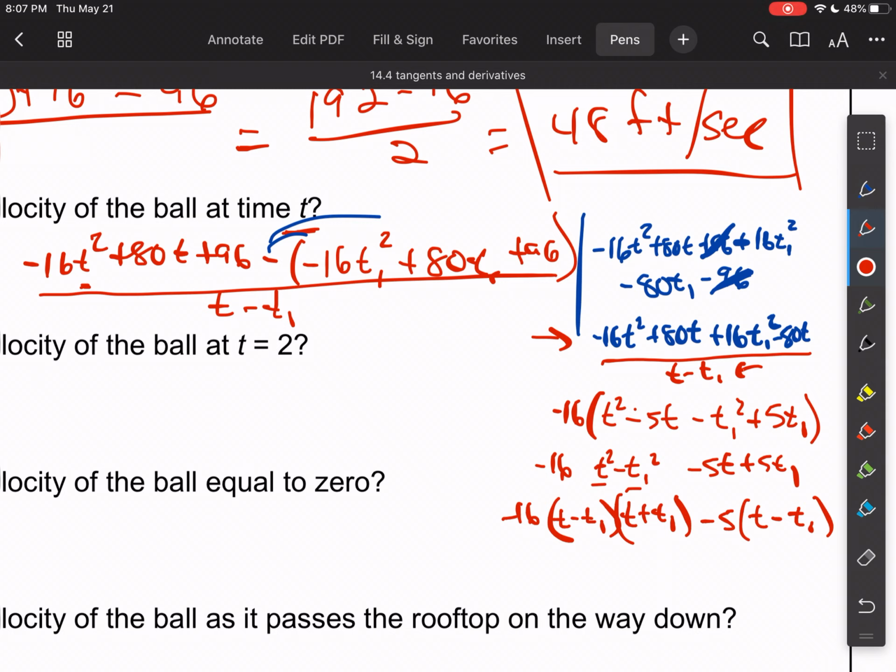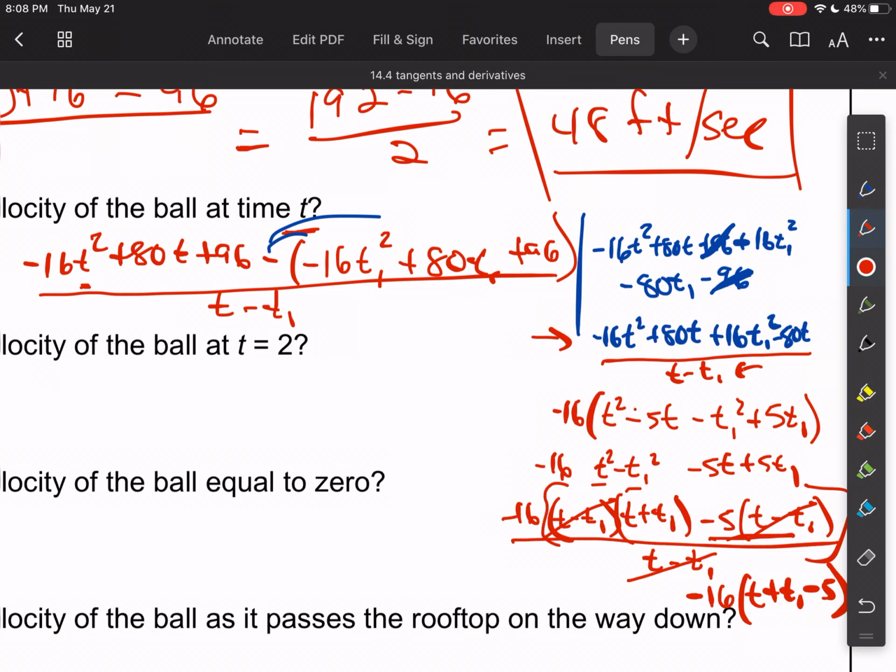Okay, and then what I can do now is this whole thing is over t minus t1. Now, bear with me, guys. I know this is a little bit messy. I can now cancel any t minus t1s, right? As long as it's in this term, I can take it out of here and take it out of here. So what that leaves me with is negative 16 on the outside, and then on the inside t plus t1 minus 5. Be careful here, this 5 is a separate term, so I treat it as inside the parentheses. That negative 16 is applied to everything.